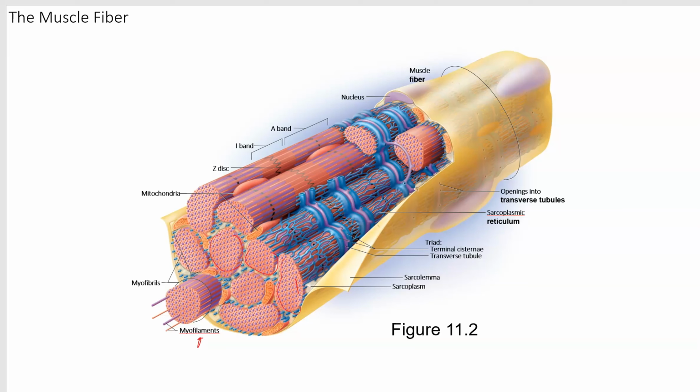So let's look at the structures again, just so you understand the function of the structures before you move on to muscle physiology. Now, the outermost layer is the sarcolemma. Sarcolemma is basically the plasma membrane of the muscle fiber. And then the sarcoplasm is basically the cytoplasm of the muscle.